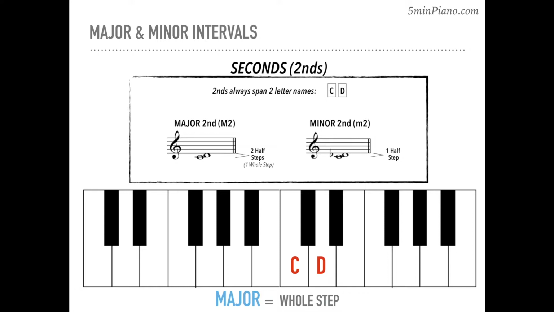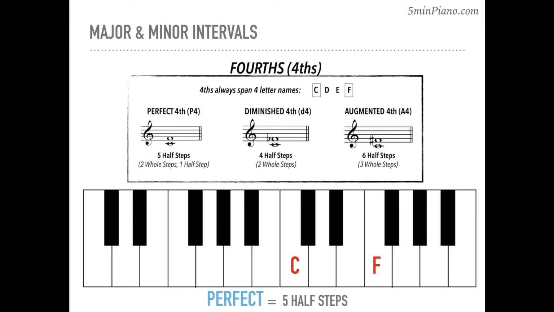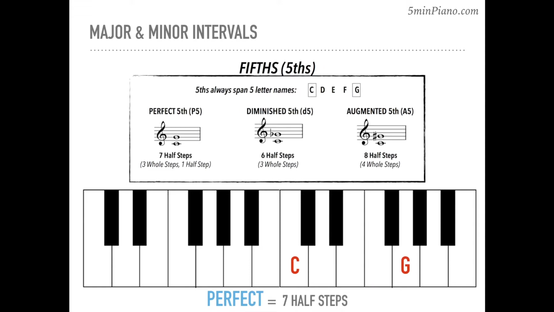A major second is a whole step, like C to D. A minor second is a half step, like C to D flat. Major third is 2 whole steps, like C to E. Minor third is 3 half steps, like C to E flat. A perfect fourth is 5 half steps, like C to F, but can be altered as seen in the examples. A perfect fifth is 7 half steps, like C to G, and can also be altered in this way.